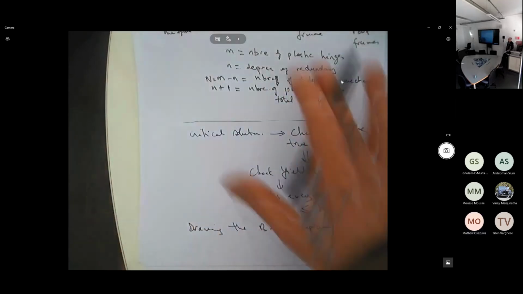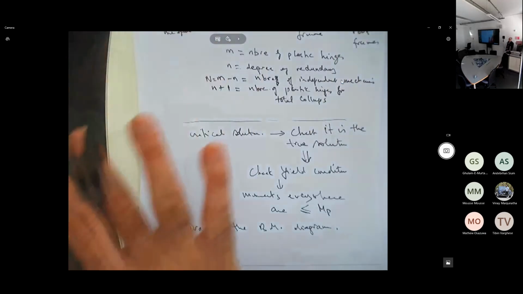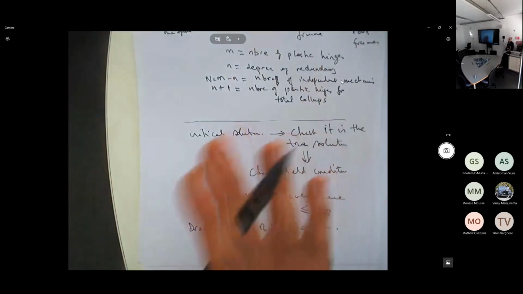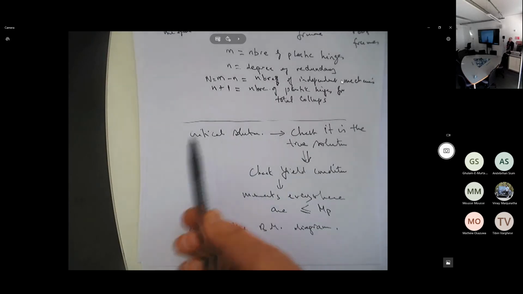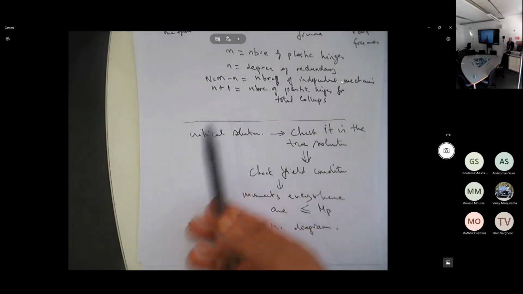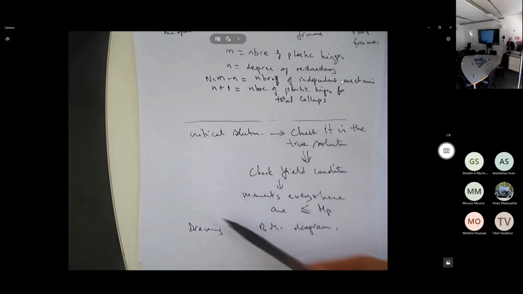And that will complete the second question, which is, as I said, either a beam or a frame where you analyze the independent mechanisms, the combined mechanism, and obtain the critical solution. Then once you've got the critical solution, you check that it's the unique true solution, and then you can draw the bending moment diagram for that.